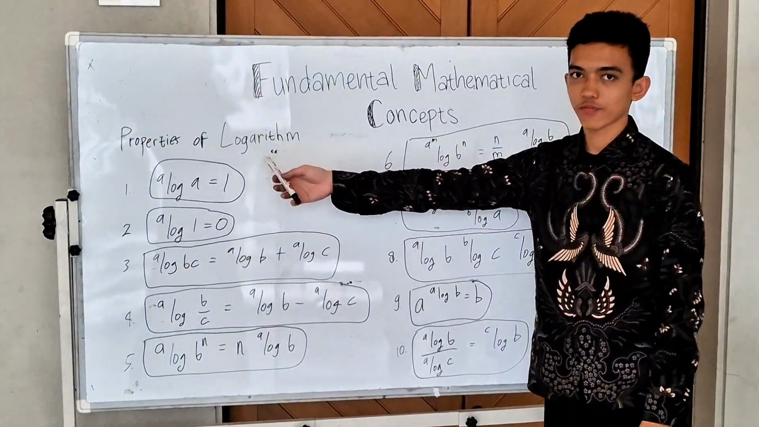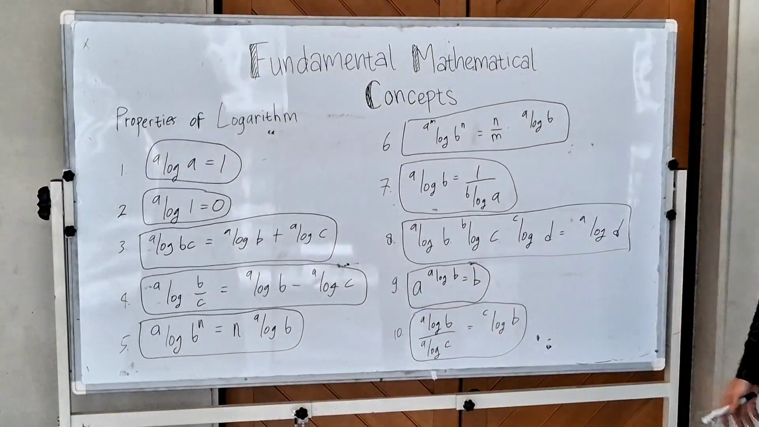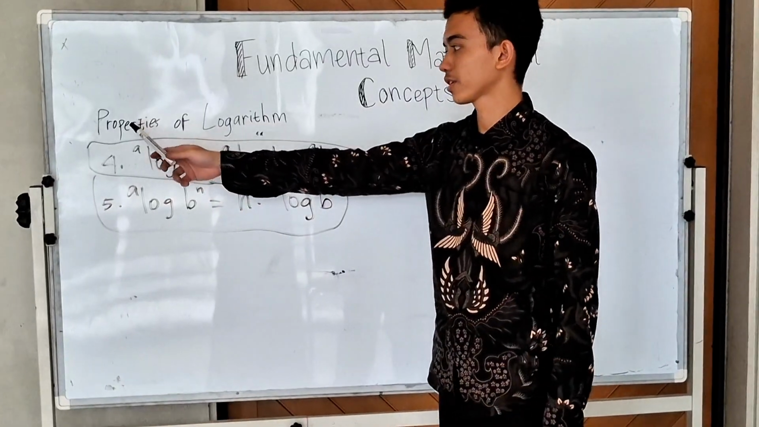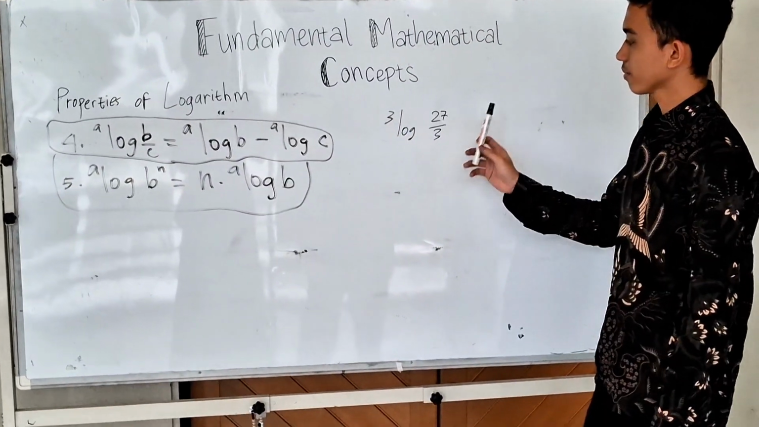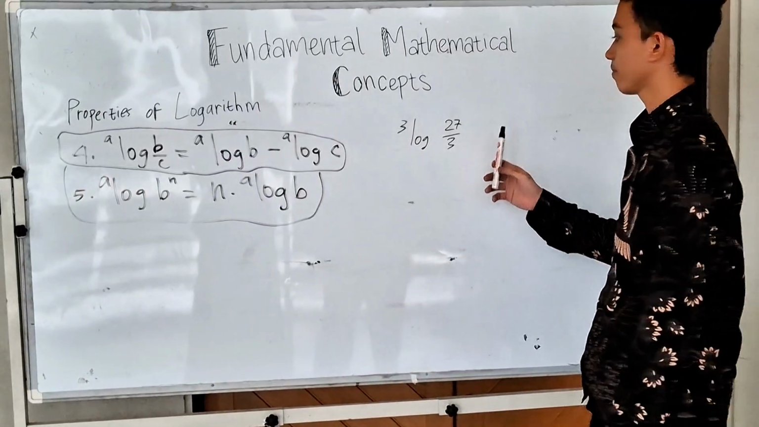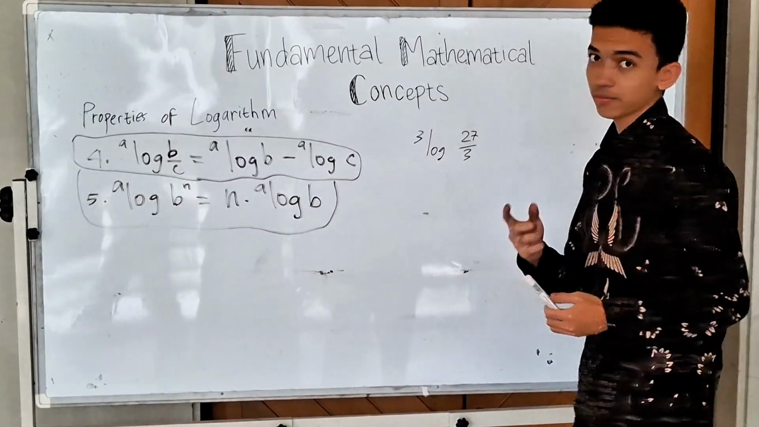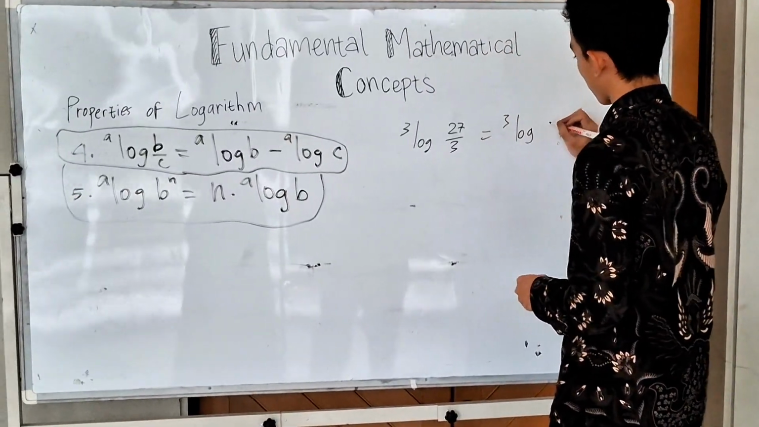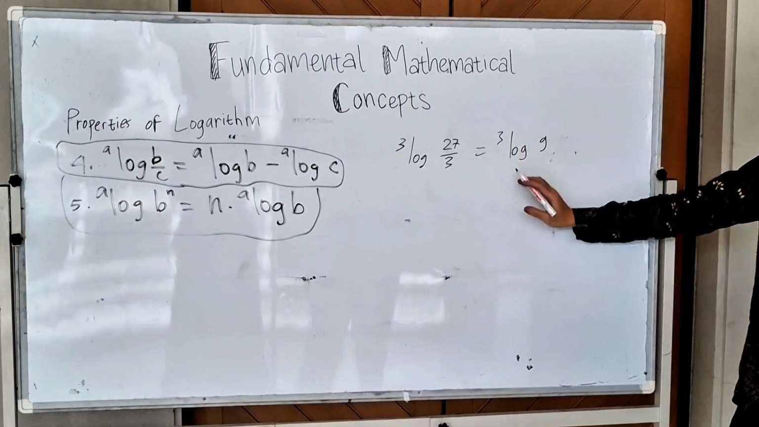These are properties of logarithms. You can see it by yourself. I will show you two examples of logarithm. The first is log base 27 divided by 3 of 3, which is the same as log base 9 of 3, right?